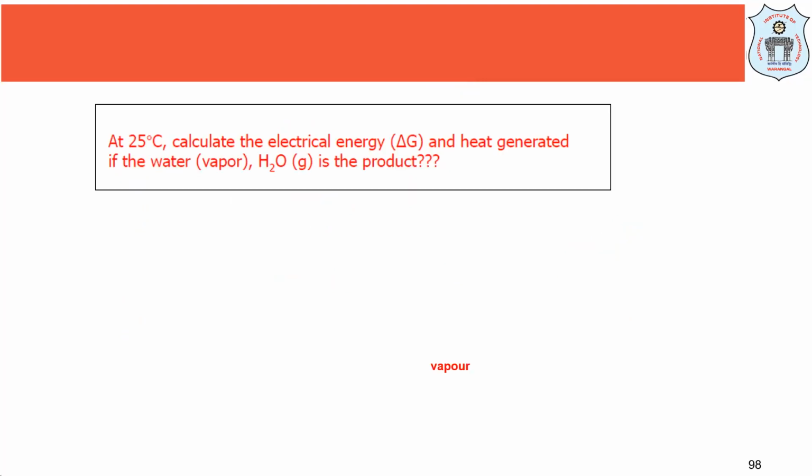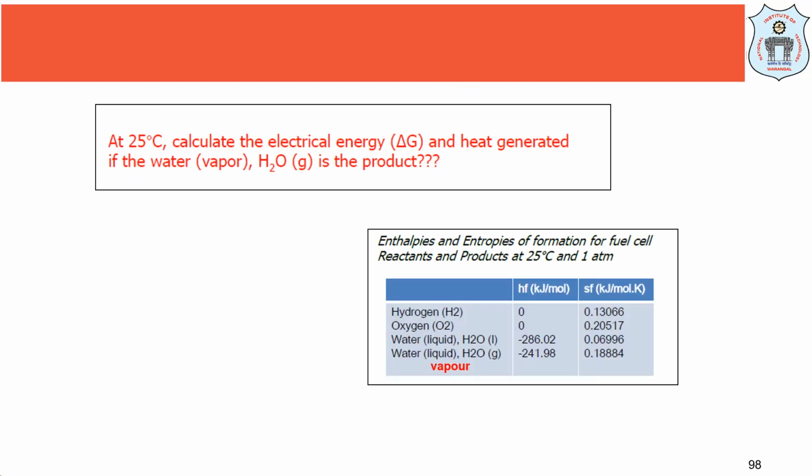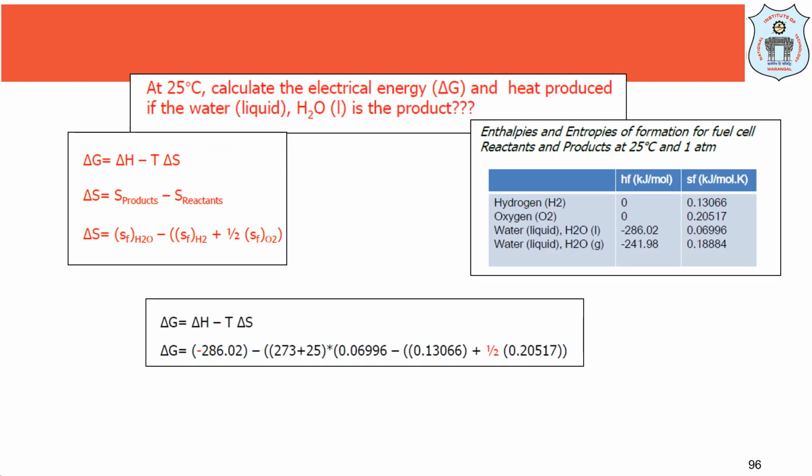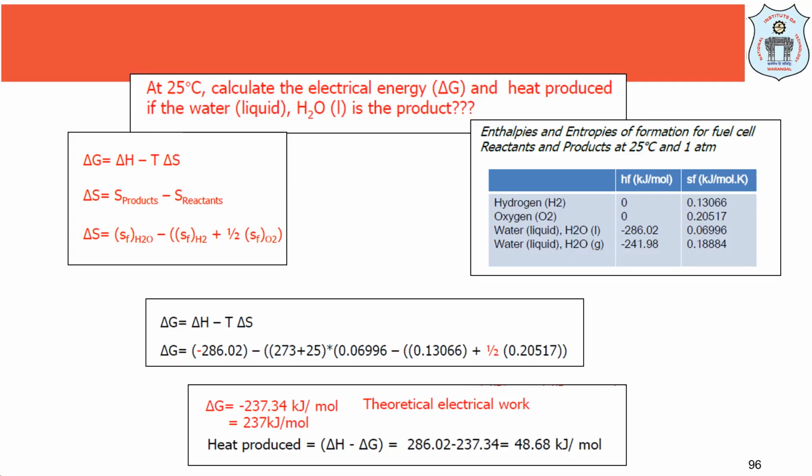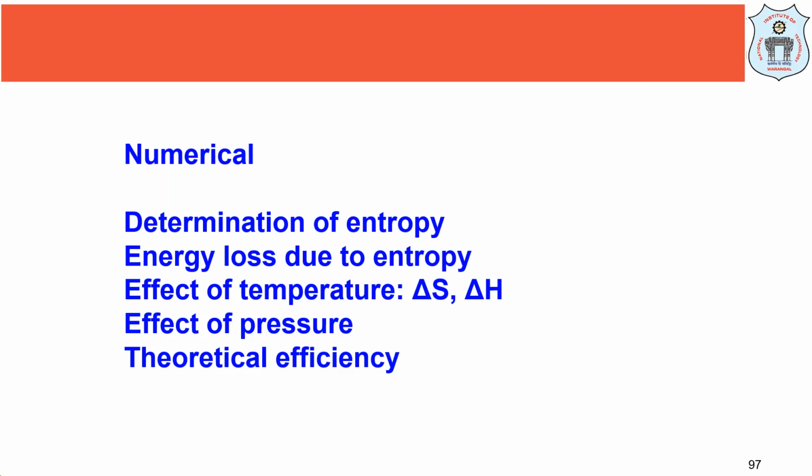Okay. So we can solve the numerical at 25 degrees Celsius. Calculate the electrical energy delta G and heat produced if the water H2O is in the product. So what we'll do? We have a table of enthalpy and entropy of formations of fuel cell reactants and products at 25 degrees Celsius and 1 atmosphere. We will make use of them to determine the delta S value. Similarly, we'll get the delta G value also. That is the theoretical electrical work done, and we can get the heat evolved under the exothermic reaction, right? How much heat is evolved is given by delta H minus delta G, which is around 48.68 kilojoules per mole. Okay.